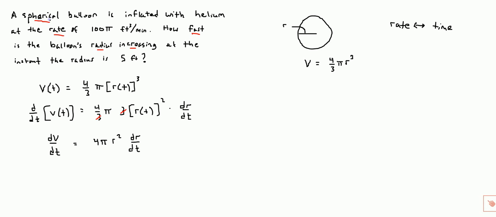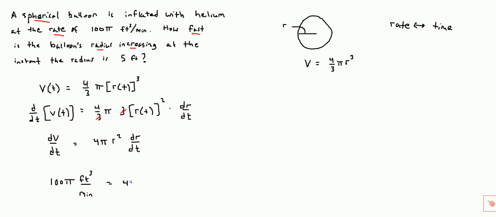Alright, so let's see what we got here. They gave us the rate that the balloon is increasing in volume. We know it's volume because it's feet cubed. So this is going to be dV dt. Think about the units of dV dt: it would be feet cubed divided by minutes. So let's plug that in. We have 100 pi feet cubed per minute.